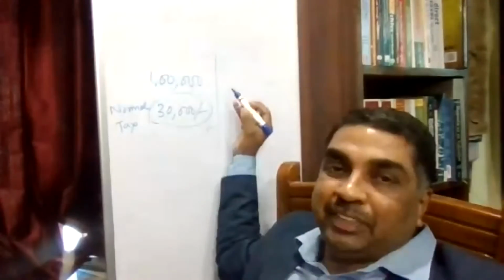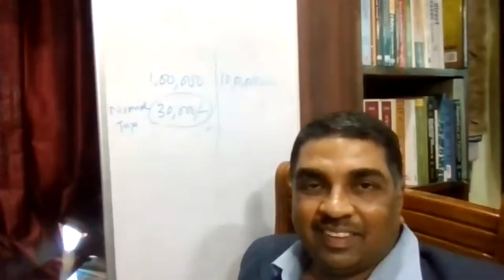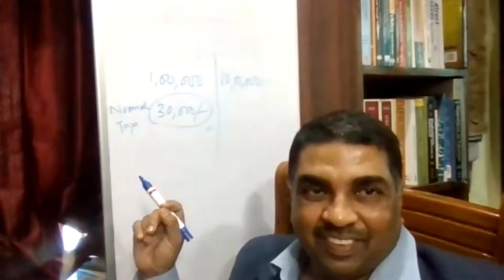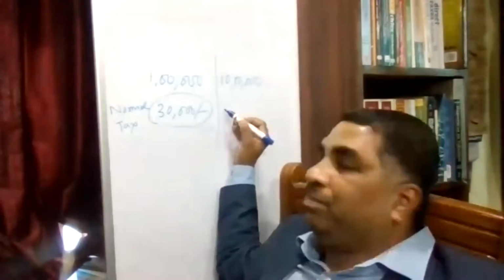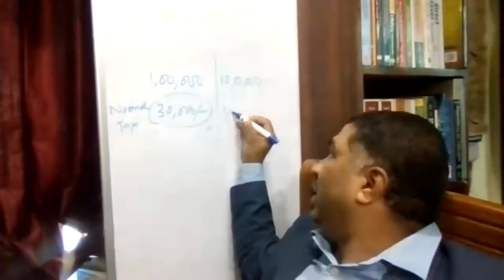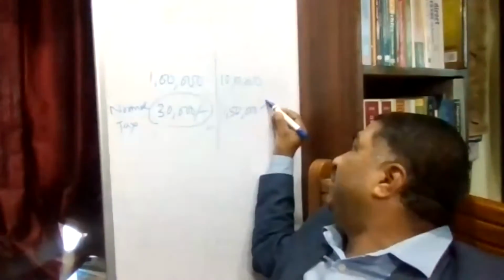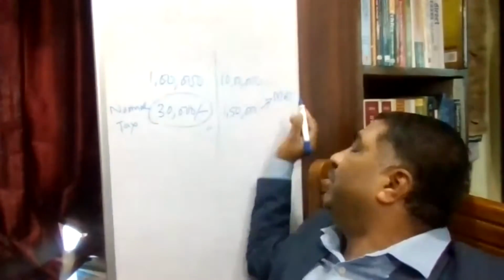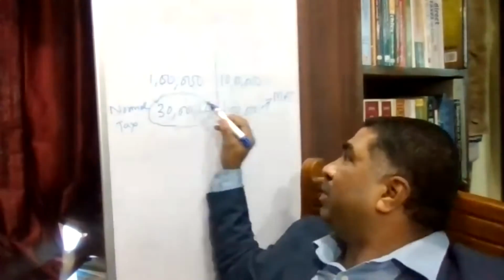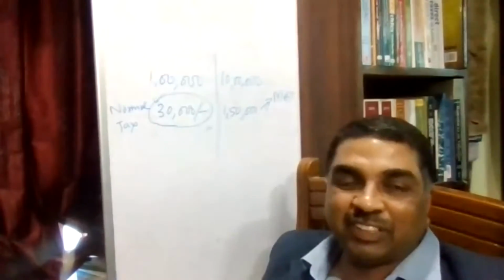But your book profit, that means accounting profit, is not 1 lakh. Let us say it is 10 lakh. What is 15% of 10 lakh? 1,50,000. This 15% of 10 lakh is called the MAT, that is minimum alternate tax. So you are supposed to pay 30,000 rupees, but you have to pay minimum 1,50,000 because you have to pay 15% of your book profit.